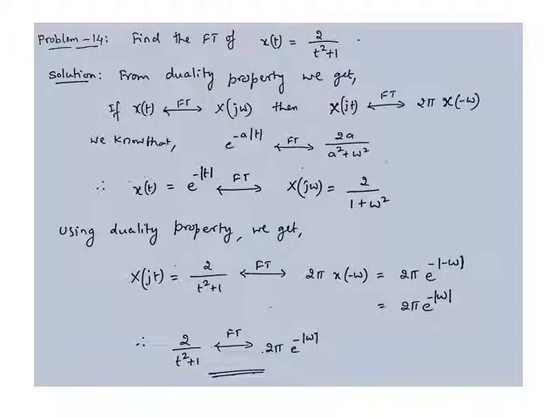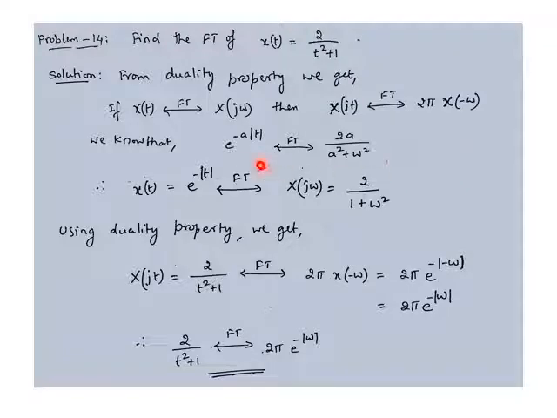Moving on to the next problem, the problem statement is simple. Find the Fourier transform of given x of t is 2 by t square plus 1. Here I will use the duality property to solve this. As per the duality property, for a given x of t with Fourier transform x of j omega, then capital X of jt has Fourier transform 2 pi small x of minus omega.